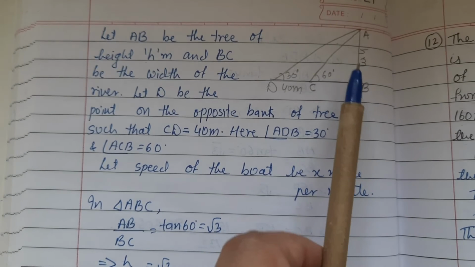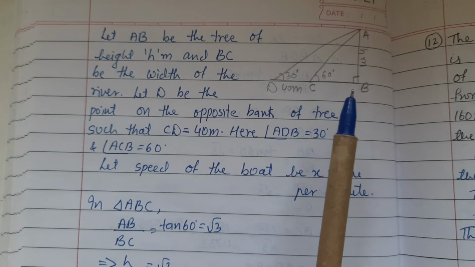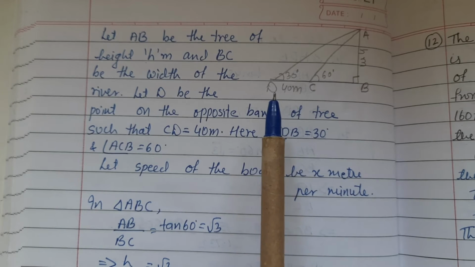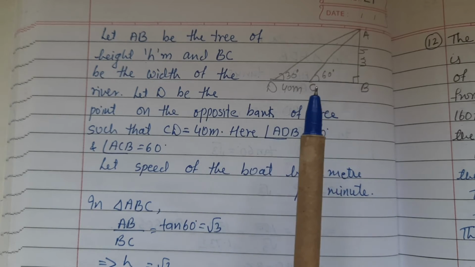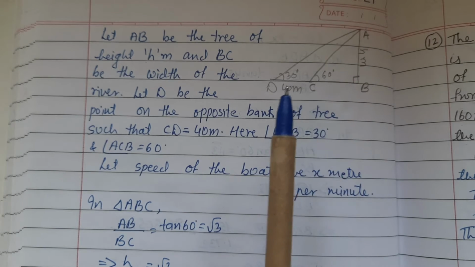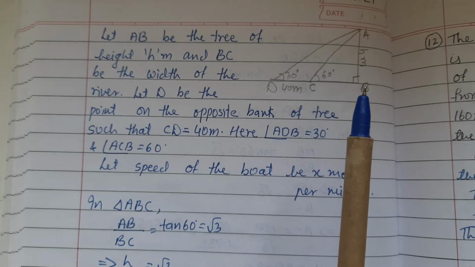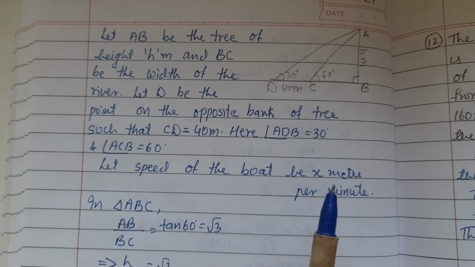Let AB be the tree of height h meters and BC be the width of the river. Let D be the point on the bank opposite the tree such that CD is equal to 40 meters. Here angle ADB is equal to 30 degrees and angle ACB is equal to 60 degrees. Let the speed of the boat be x meters per minute.